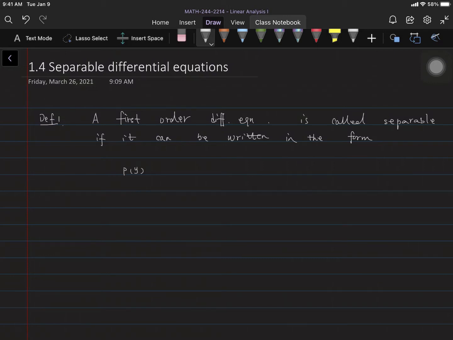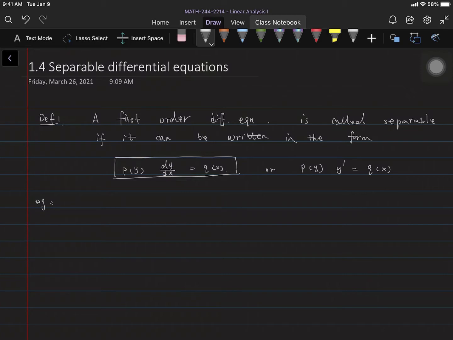p(y) dy/dx equals q(x). If we can write our differential equation this way, then it's called a separable differential equation. Or the other way, p(y) y prime equals q(x), another notation, right? So this is called a separable differential equation. I'm going to give you some examples.